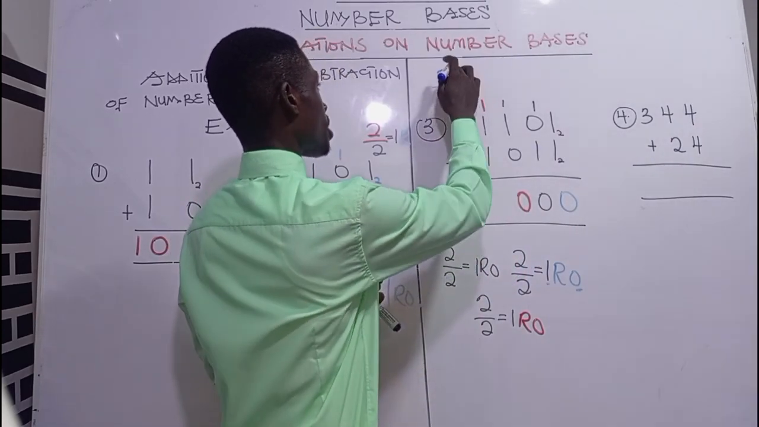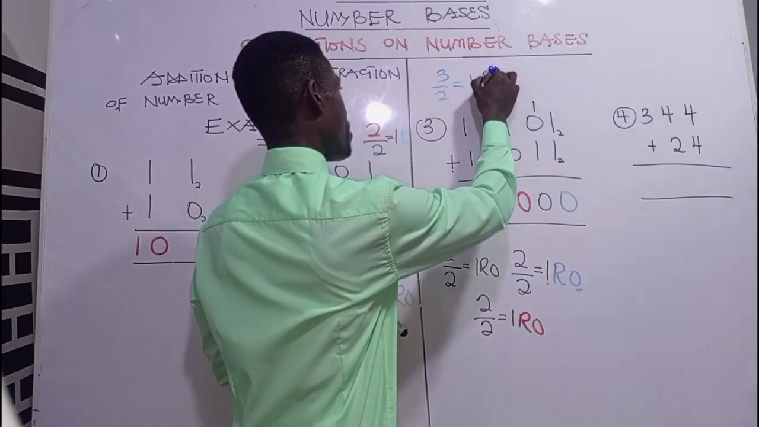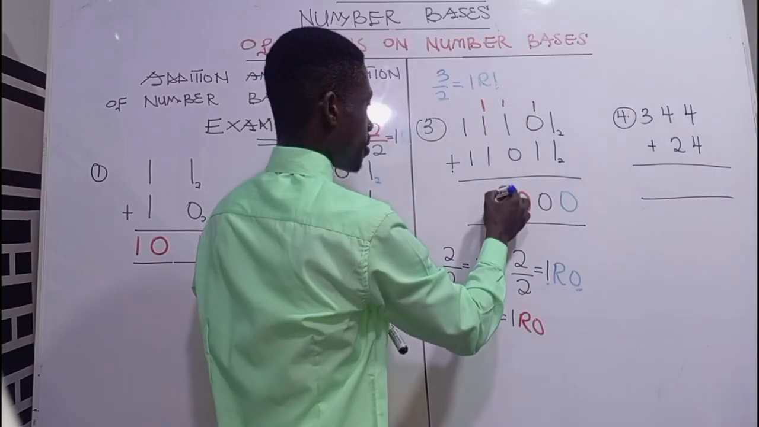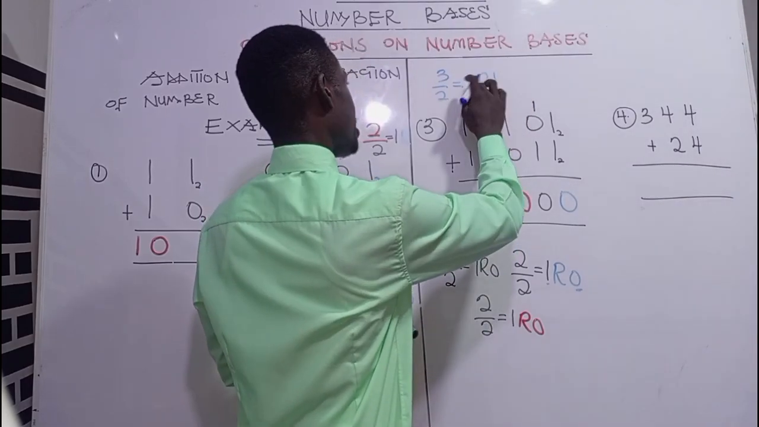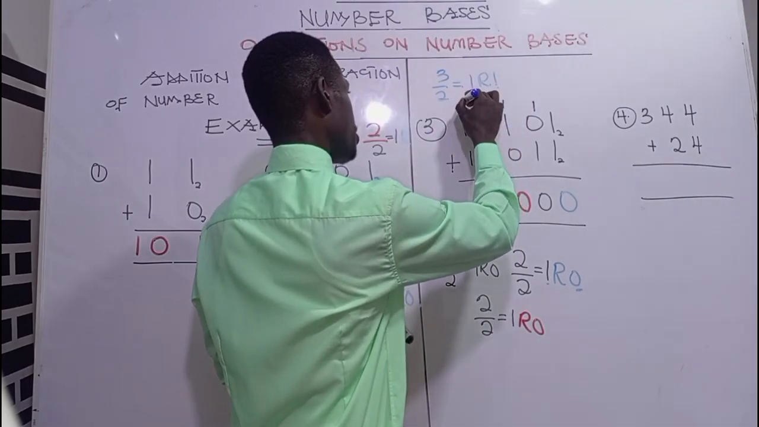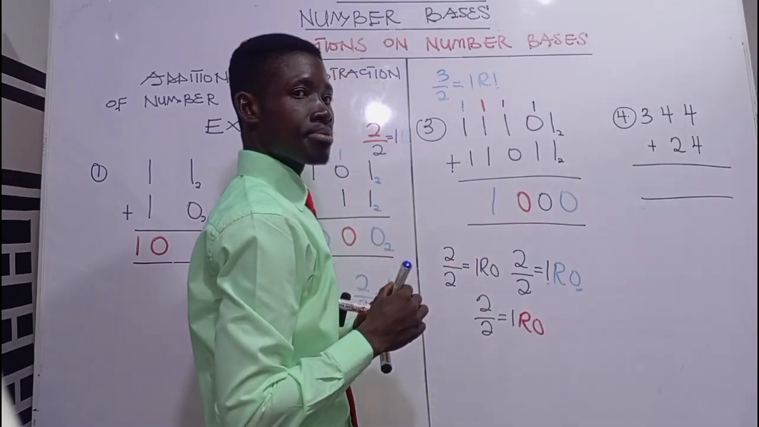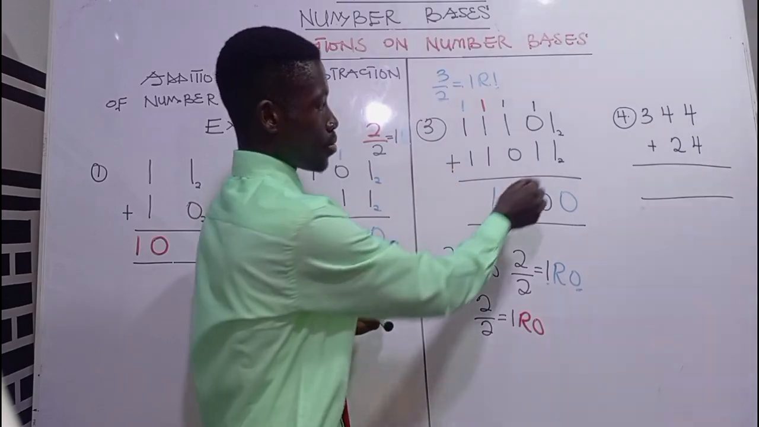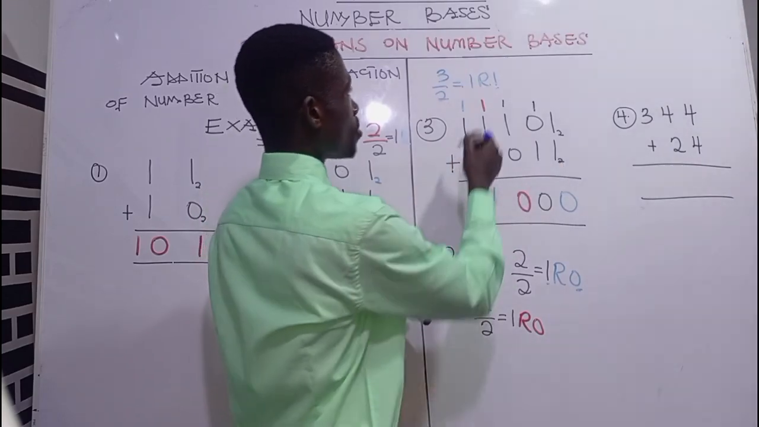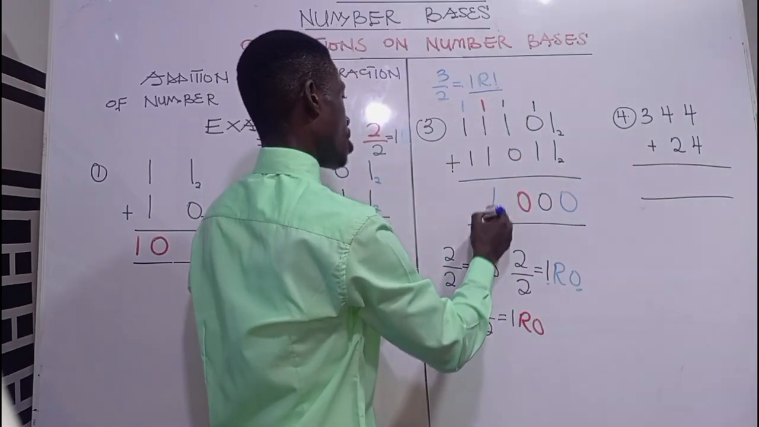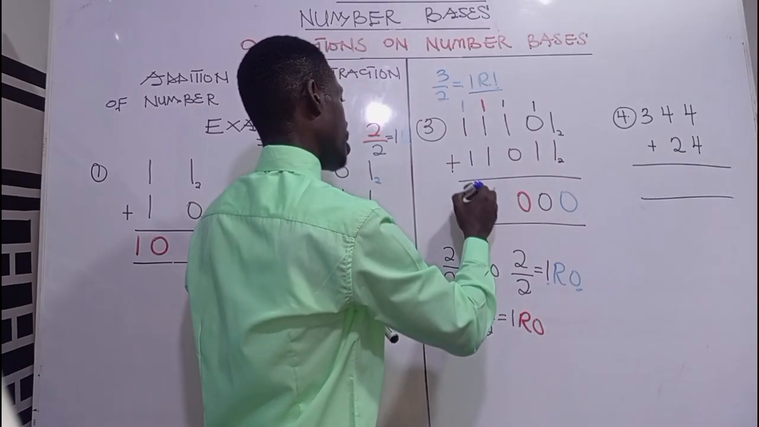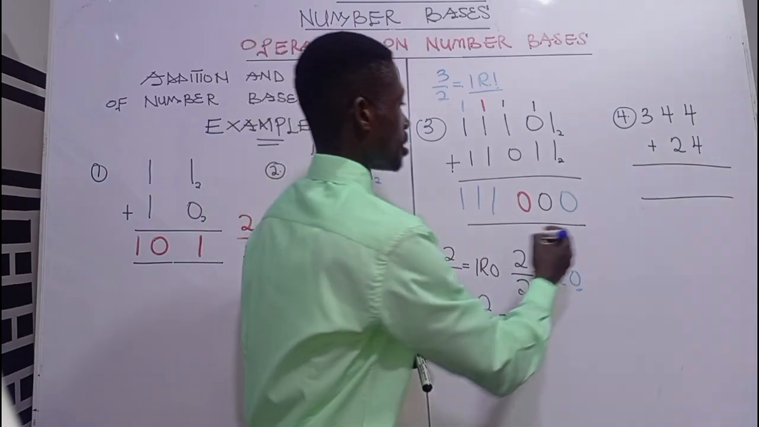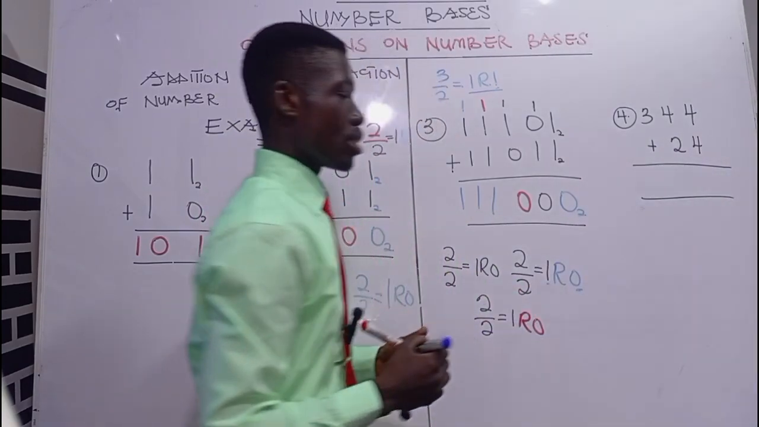So 2 into 3 will give us 1 remainder 1. So write this remainder down here, and then bring the quotient of this one to the next number. 1 plus 1 plus 1 will give us 3. We are working in base 2. So we are going to get 1 remainder 1. So we write 1 and then we bring the next number in. And then once you are done, you add your base to it.